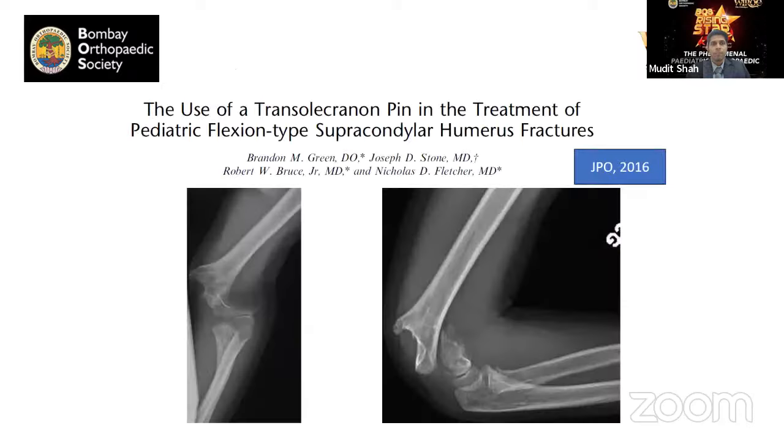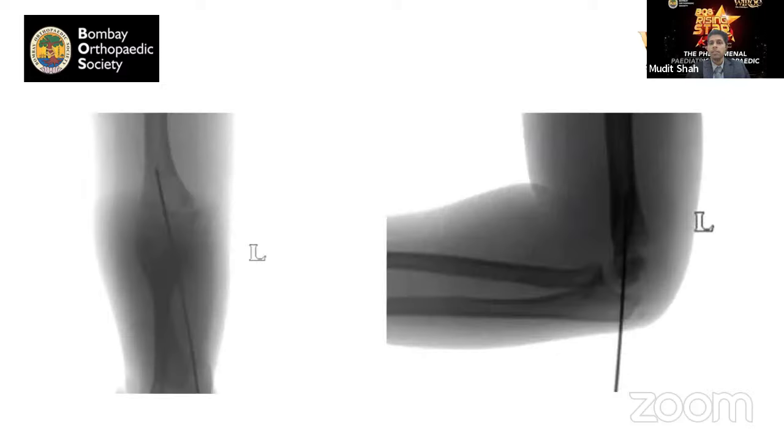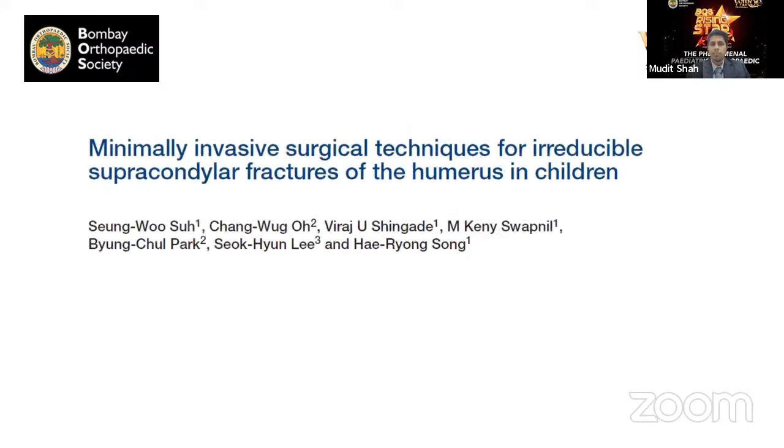of lateral pinning. The flexion type of supracondylar fracture was very difficult to manage, and people recommended using a trans-olecranon pin, which was described by Brandon Green in JPO. He said that once the coronal alignment is good, we can pass a trans-olecranon pin to maintain the coronal alignment. The sagittal alignment, I beg your pardon. And once the sagittal alignment is acceptable, we can manage the coronal alignment and fix with lateral pinning.